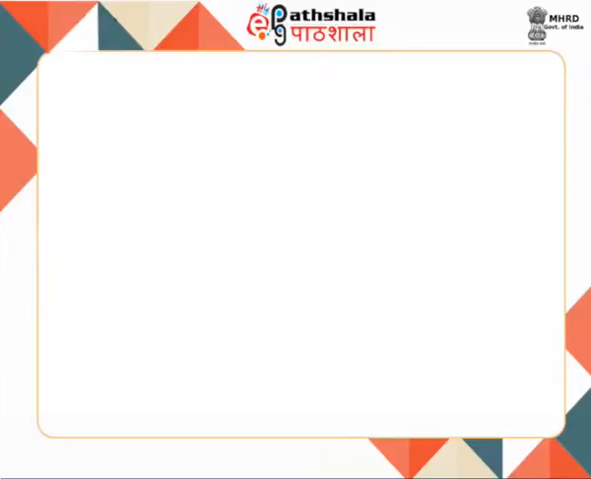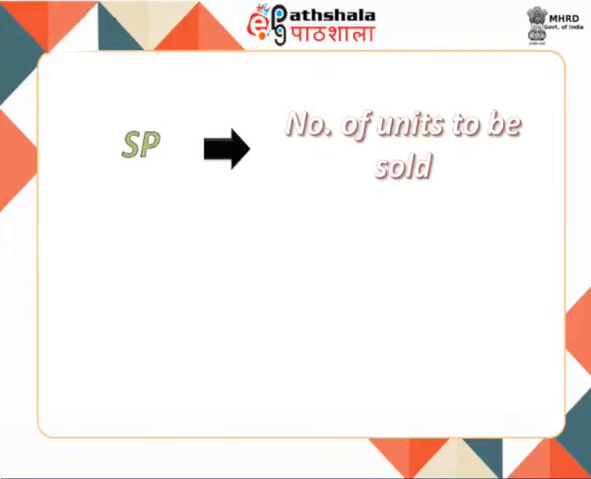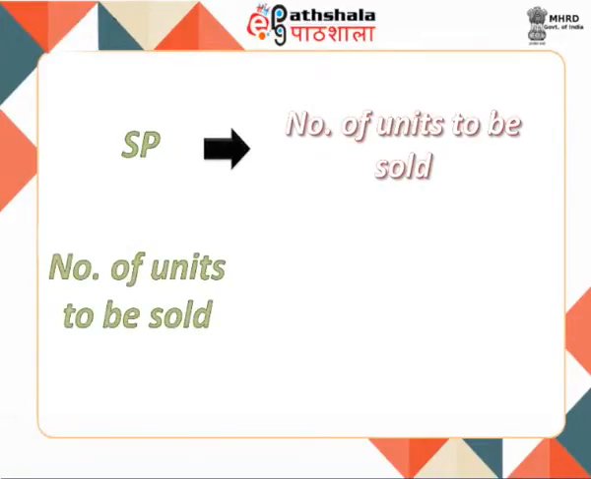Thus, we see that the break-even analysis can be done by determining the value of one or more of these variables. If the selling price is known, we can find out the number of units to be sold to break even. If the number of units expected to be sold is known, we can use this equation to find out the minimum selling price to break even.